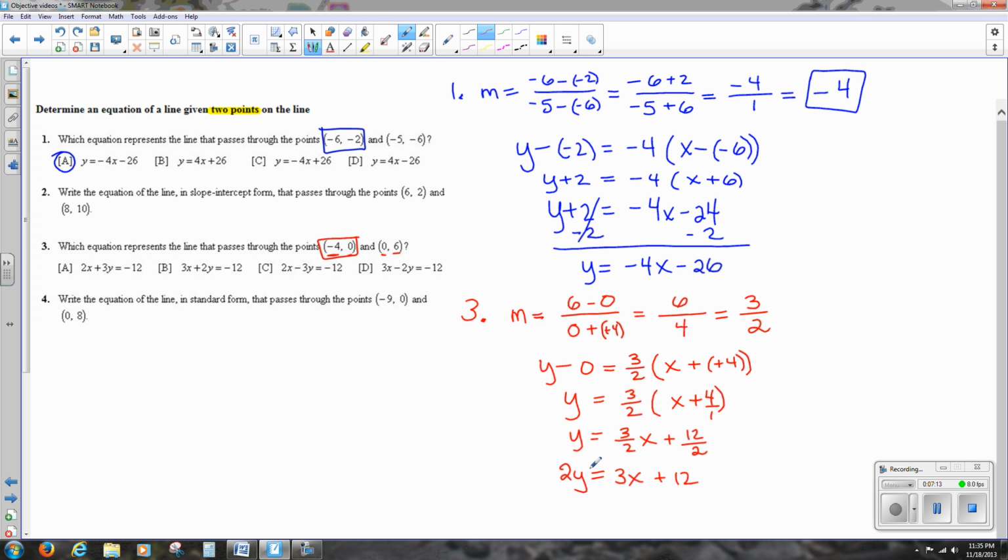We're almost done. We want this in standard form, so I need to get x and y on the same side. I'm going to subtract 2y from this side. And then I'm going to subtract 12 from both sides. So my final result is negative 12 equals 3x minus 2y. So we want, let's see, 3x minus 2y. 3x minus 2y equals negative 12. That would be answer choice D.